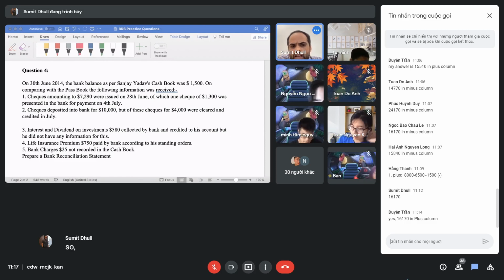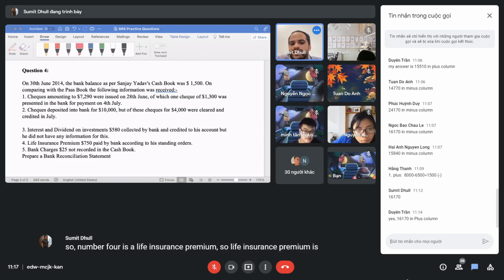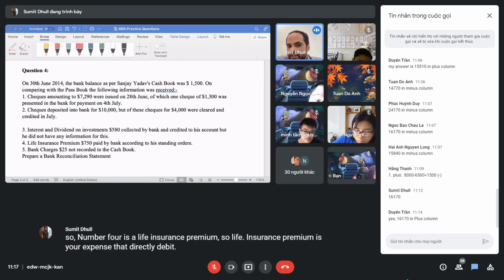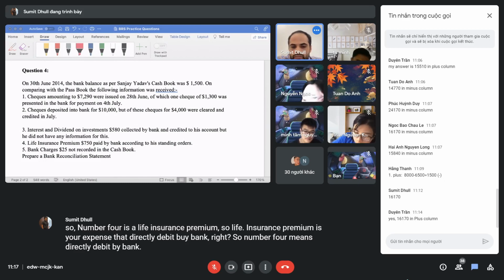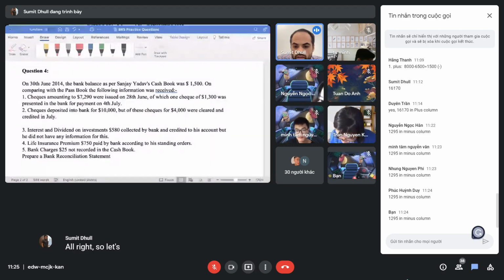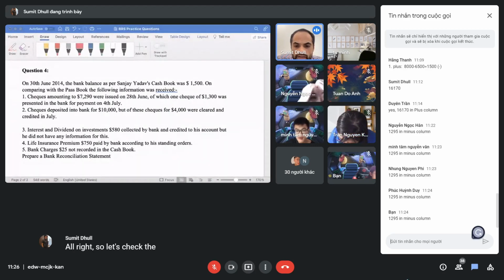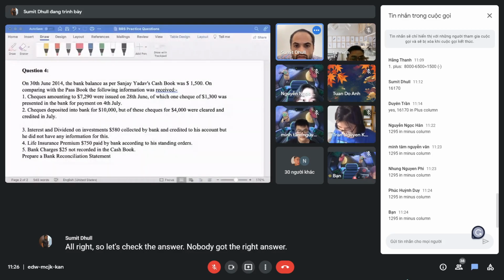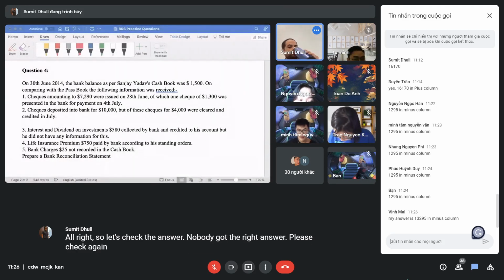So number 4 is a life insurance premium. Life insurance premium is your expense that is directly debited by the bank. So number 4 means directly debited by the bank. Insurance premium is your expense that is normally directly debited by the bank. All right. Let's check the answer. Nobody got the right answer. Please check again, everybody.